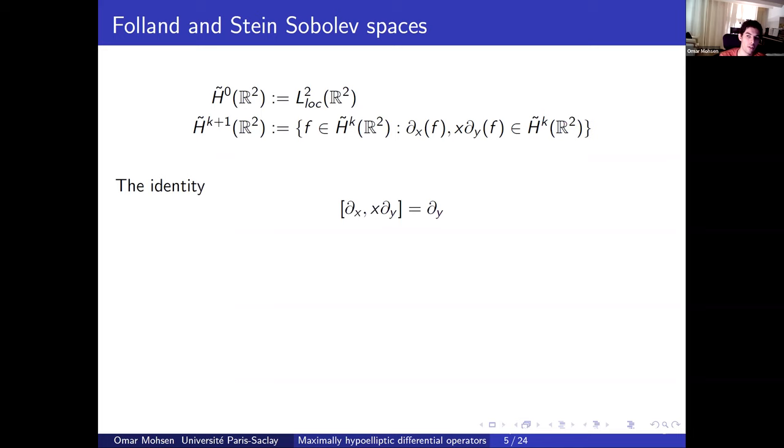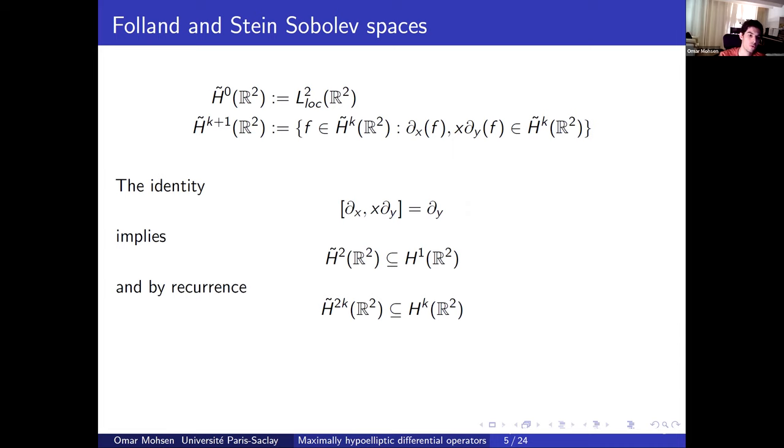So the first thing is that we have this identity, which plays a fundamental role in Hörmander's work, which is the Lie bracket of dx and x dy is dy. But this identity immediately implies, with a one-line proof, that the second Sobolev space in the sense of Feuerstein is included in H1. And by recurrence, you get that H2k is included in Hk. And so this tells you that these Sobolev spaces are intertwining, and so the intersection of all Feuerstein Sobolev spaces is actually equal to the intersection of all of the classical Sobolev spaces. And we already knew that this is the C infinity functions by the Sobolev lemma.